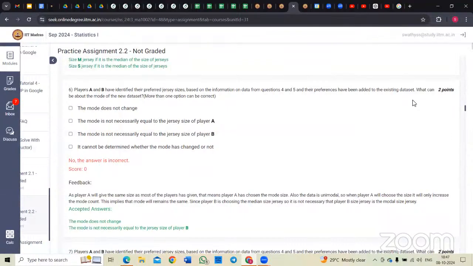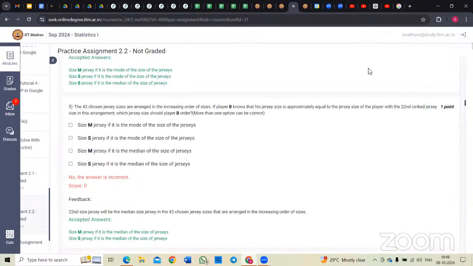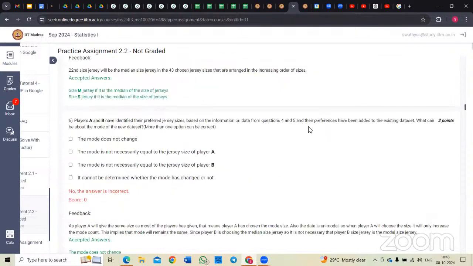Okay. Player A and B have identified the preferred jersey sizes based on the information and data. So from question 4 and 5, we have that player A chose the mode of the data, right? The most frequent or the common size of the jersey, right? So player A is choosing the mode of the data. And player B is choosing the median. If you look in question 5, he is choosing the median of the data. This is clear? Yes, ma'am.